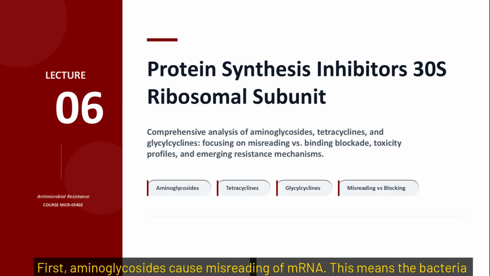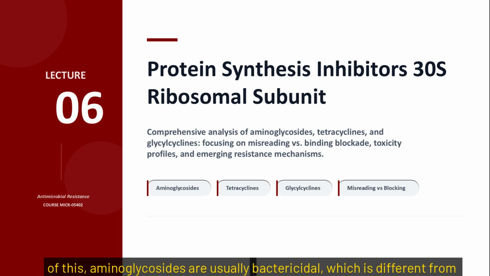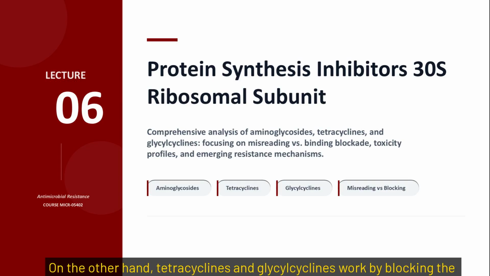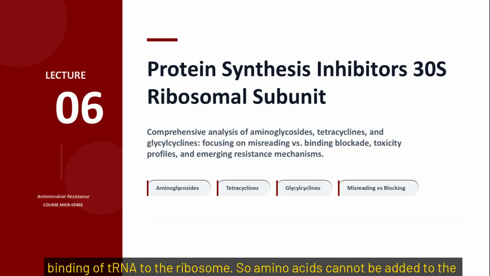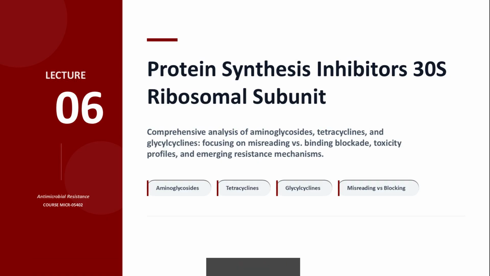First, aminoglycosides cause misreading of mRNA. This means the bacteria start making wrong proteins, which are non-functional and toxic. Because of this, aminoglycosides are usually bactericidal, which is different from most protein synthesis inhibitors. On the other hand, tetracyclines and glycylcyclines work by blocking the binding of tRNA to the ribosome. So amino acids cannot be added to the growing protein chain. This stops protein synthesis, but the effect is usually bacteriostatic.